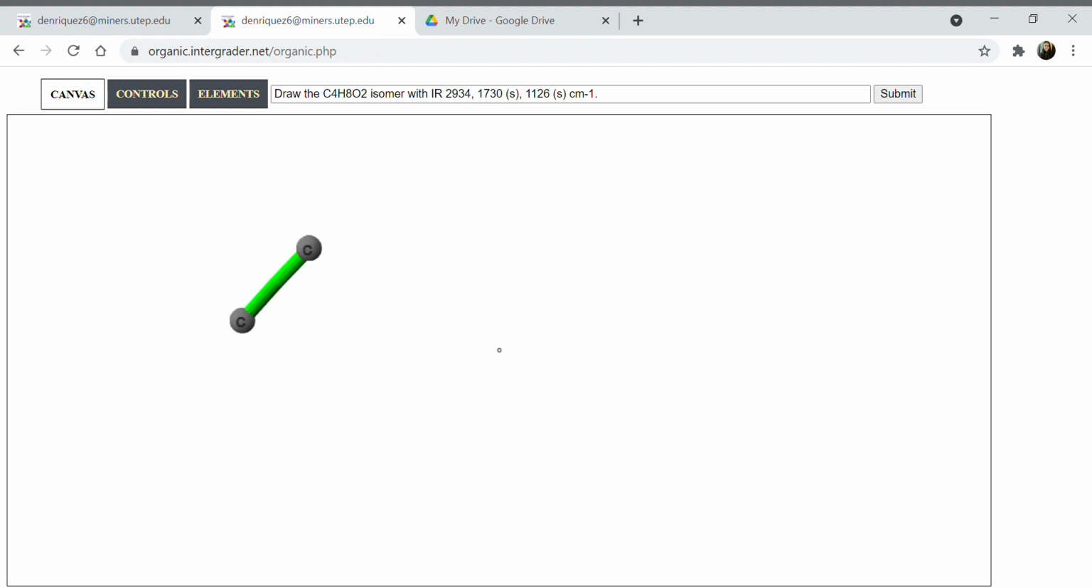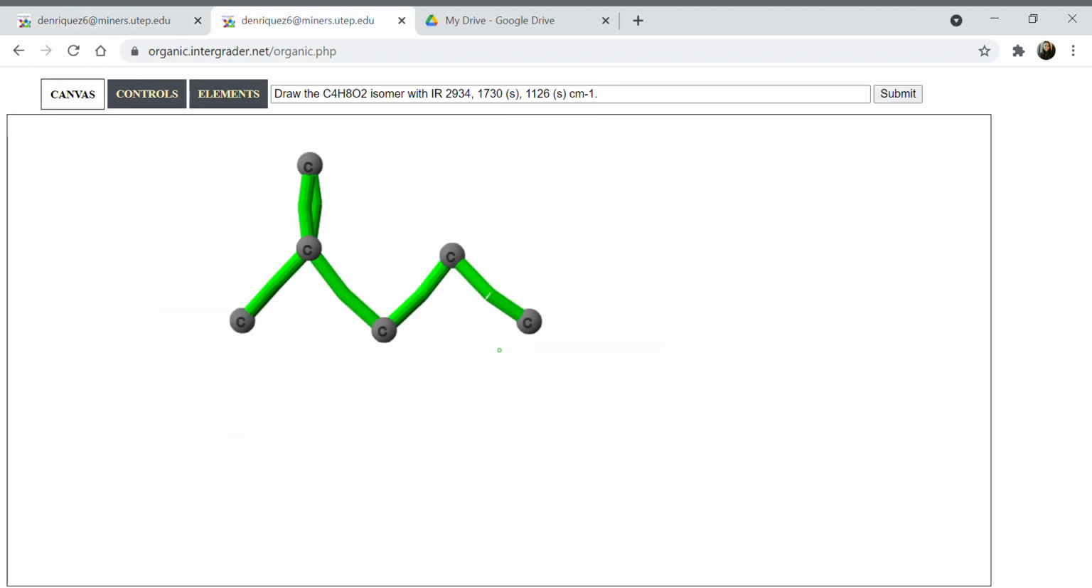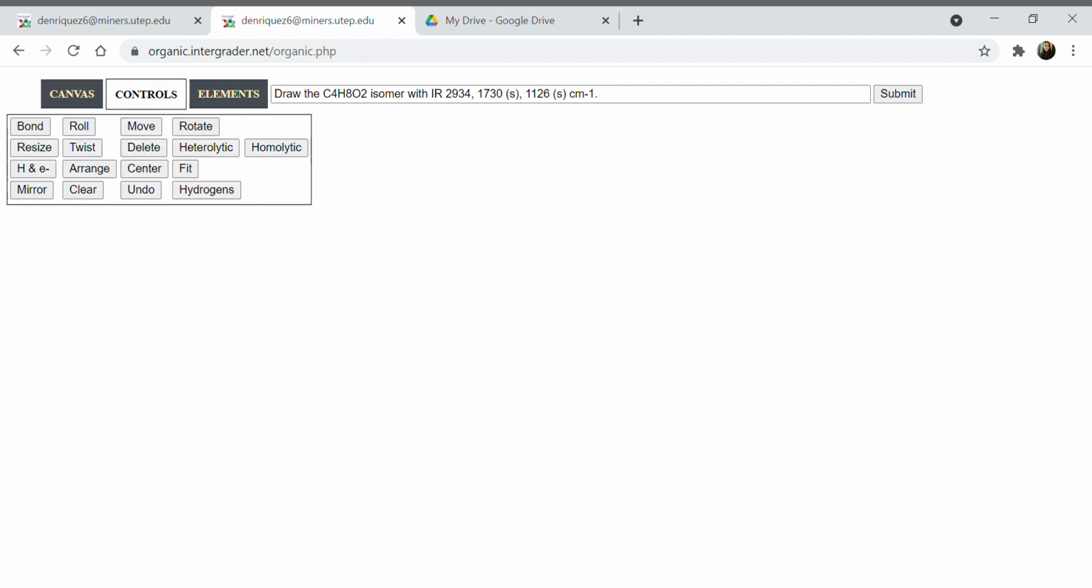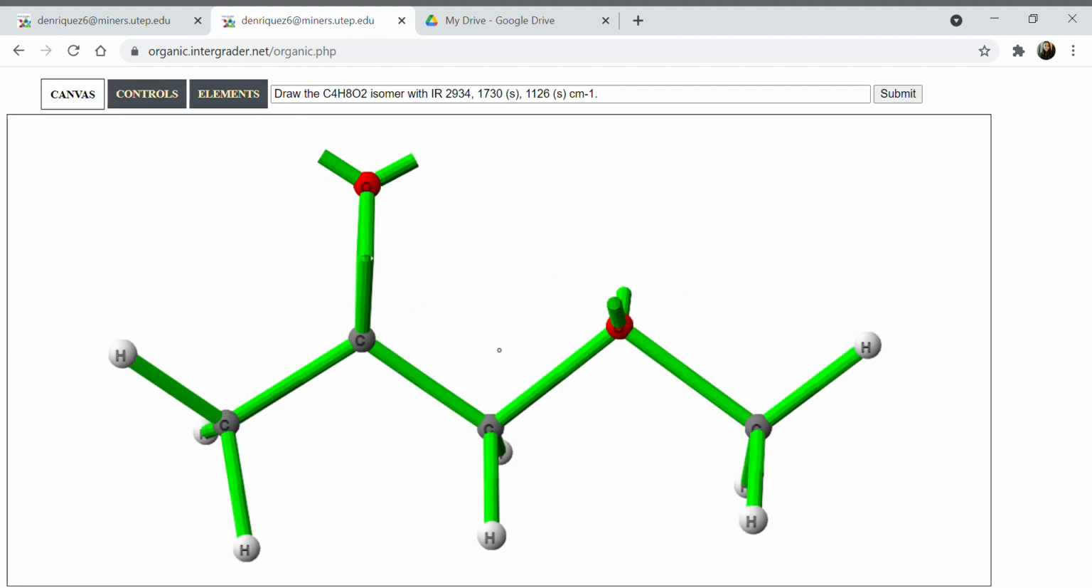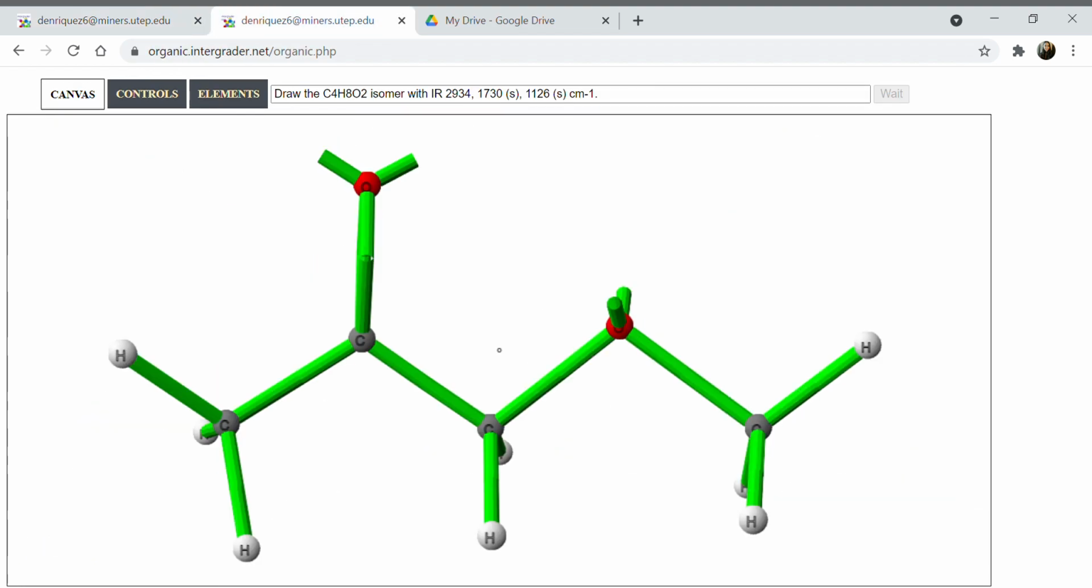So I'll go ahead and draw that. Let me see where the oxygens are. So we'll have a methoxy at the end and the oxygen double bonded. Methoxy. Add my hydrogens. And then I'll count them just to make sure. 1, 2, 3, 4. 1, 2, 3, 4, 5, 6, 7, 8. Again, that's a ketone ether. I'm just double checking. Okay.